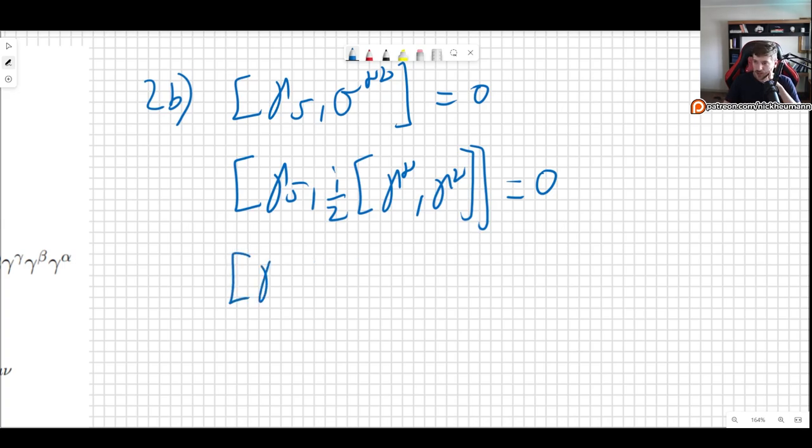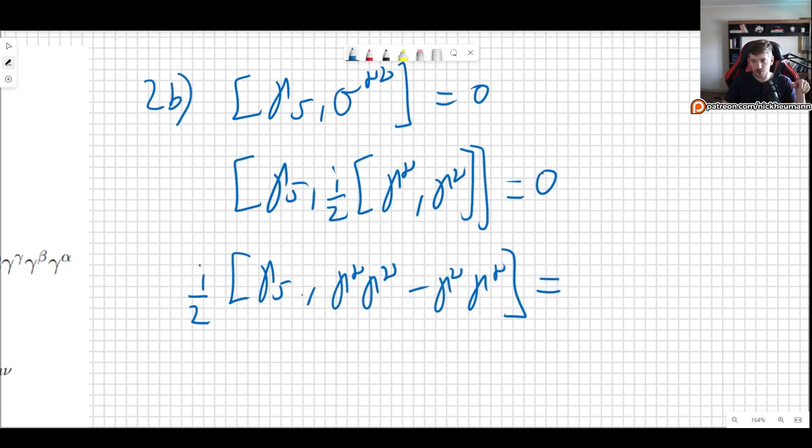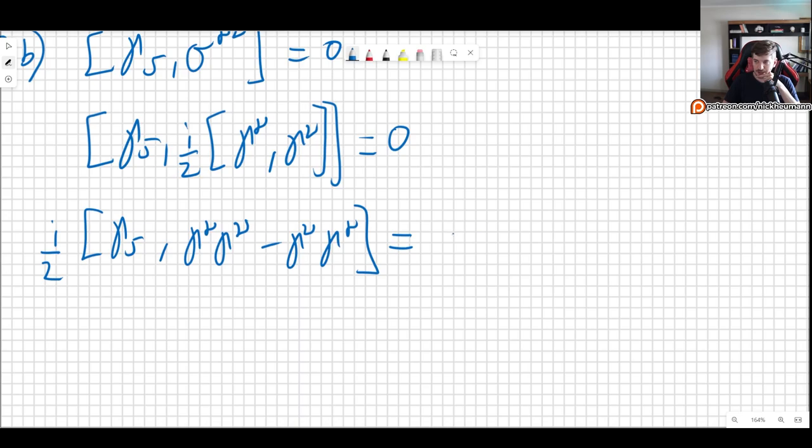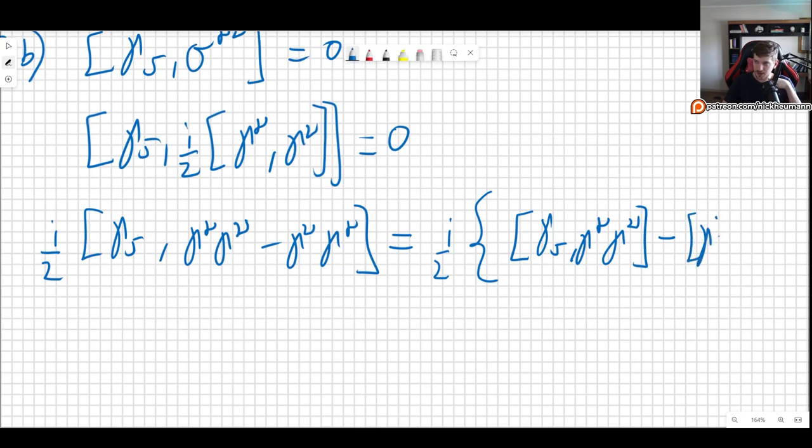So here we can write this as gamma 5. We can factor out the i over 2. Gamma 5, comma, gamma mu gamma nu minus gamma nu gamma mu. Now we know that because of the properties of commutators, we can separate this commutator. So we can separate this into i over 2 factor of, and then we have gamma 5. Actually, maybe let's use a different parenthesis so that it doesn't get confused with the commutator. So this would be the commutator of gamma 5 and gamma mu gamma nu minus the commutator of gamma 5 and gamma nu gamma mu. So that is what we want to calculate.